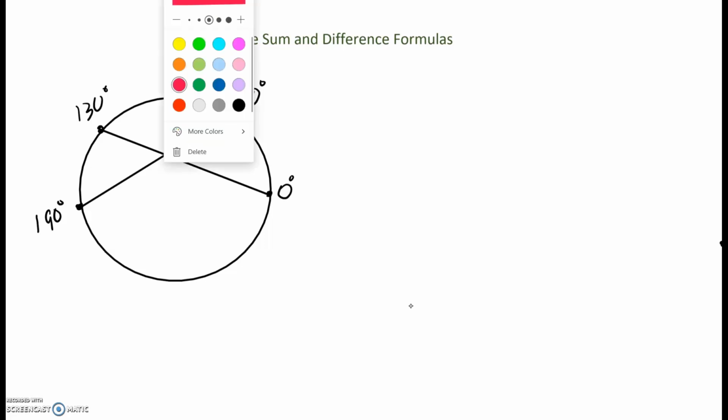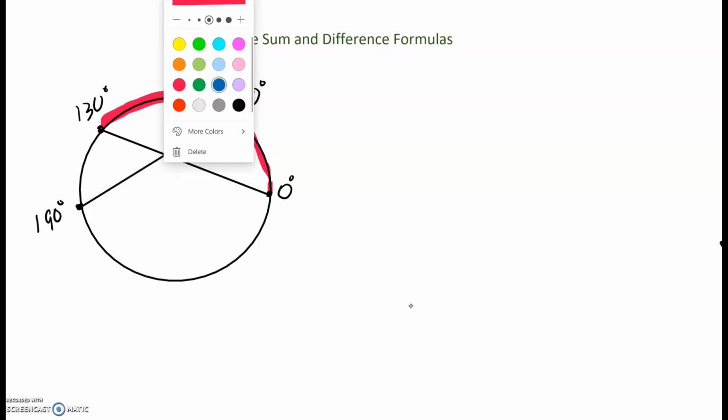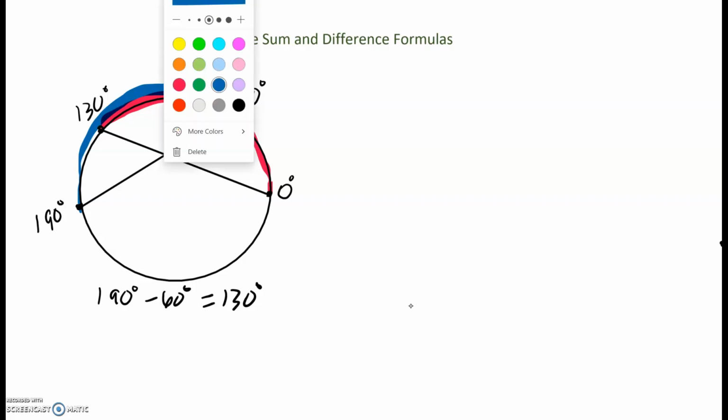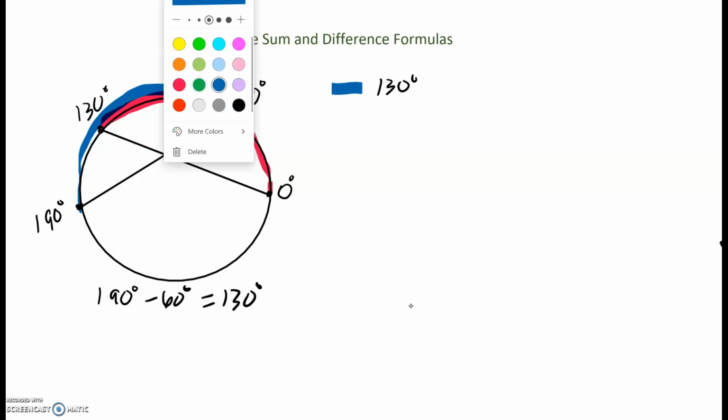So the arc going from 0 to 130 is a 130 degree arc. And then we're going to start from 60 degrees. From 60 degrees all the way to 190, if we take 190 minus 60, that also is a 130 degree arc. So basically, the two arcs are the same. The blue arc is 130 degrees, and the red arc was 130 degrees.